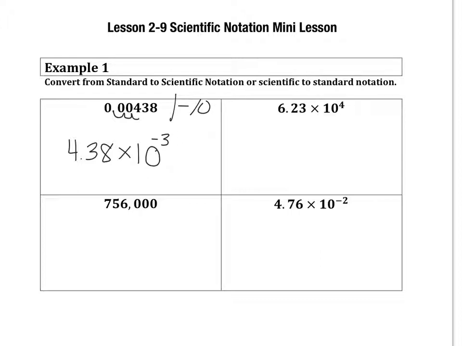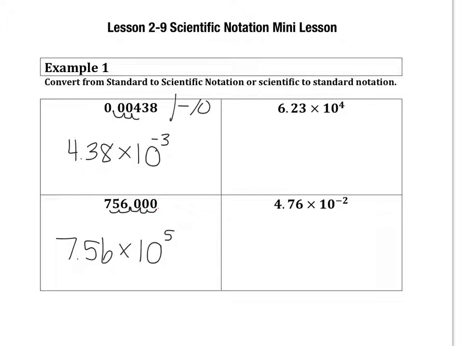Now we're going to try another one, except it's a large number. We still want that front number to be a number between 1 and 10. And our decimal's here, and we're going to move it back 1, 2, 3, 4, 5, because 7.56 is a number between 1 and 10. And then times 10 to how many times we moved the decimal place, which was 5. I just count my loops. And since it's a large number, it stays positive. So that's all I had to do there.